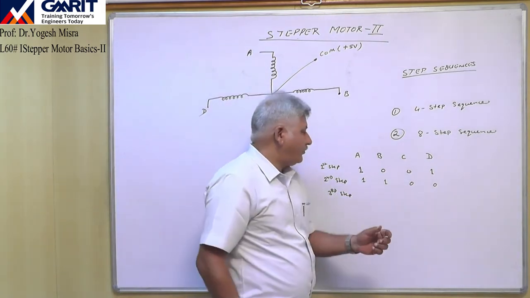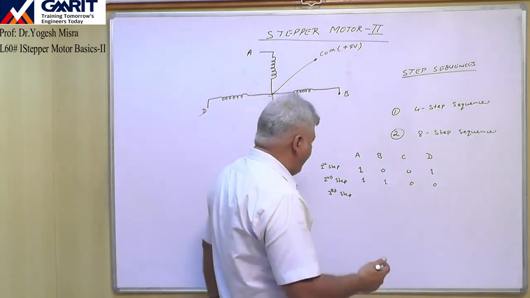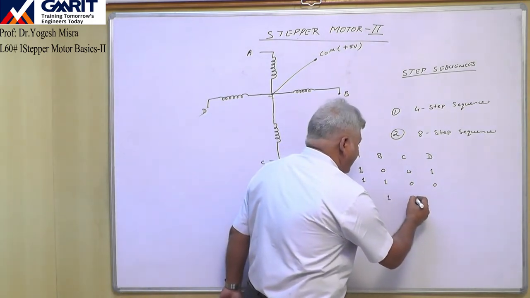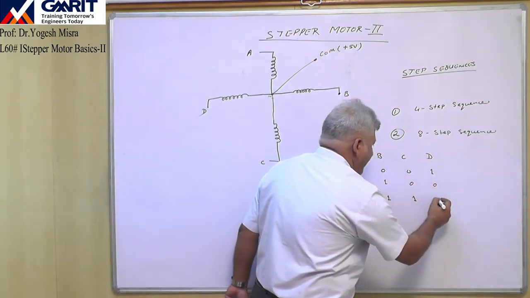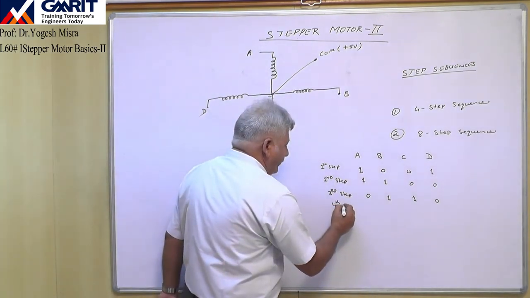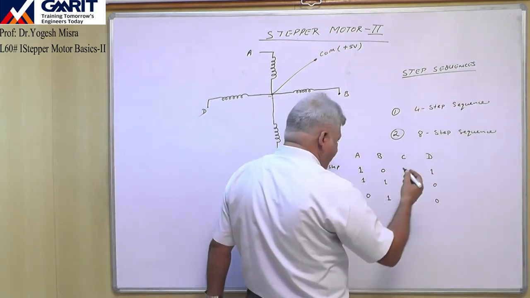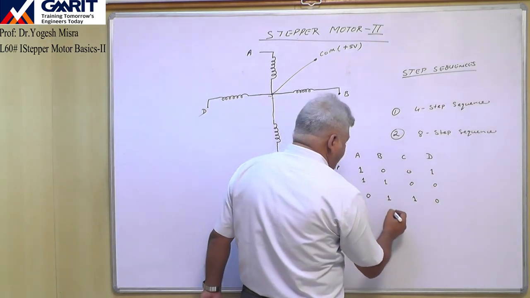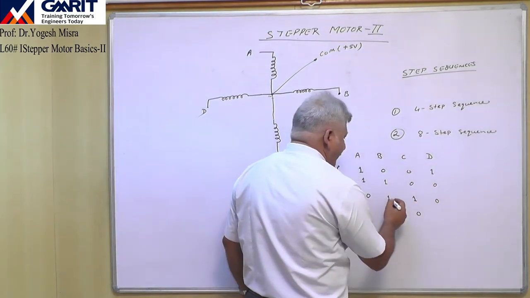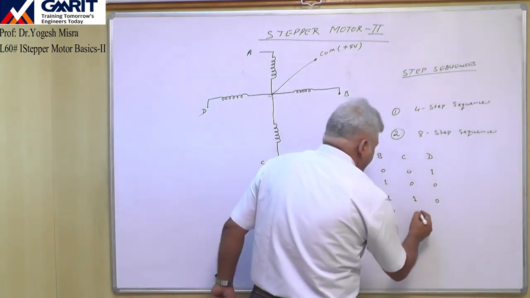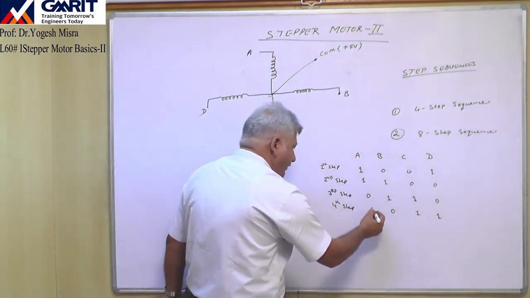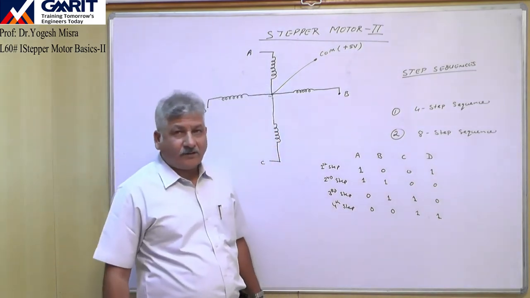Again, for the next step you rotate it right side by one bit. So this 1 will come here, this 1 will come at this bit position, this 0 will come at this position, and this 0 will be rotated to the MSB. This is our third step sequence. Then the fourth step is again rotated to the right side. So this 0 will come at this position, this 1 will come at this position, and this 0 will come at the MSB position. So these are the 4-step sequence.